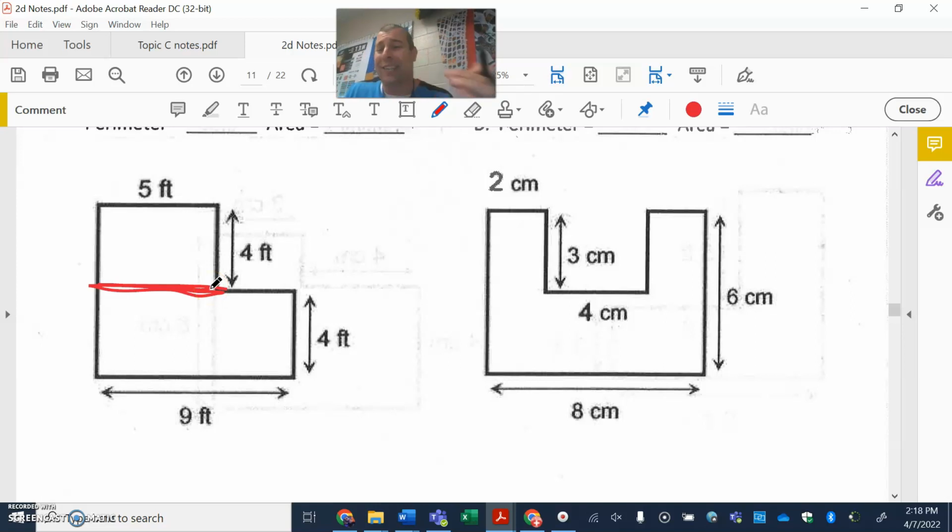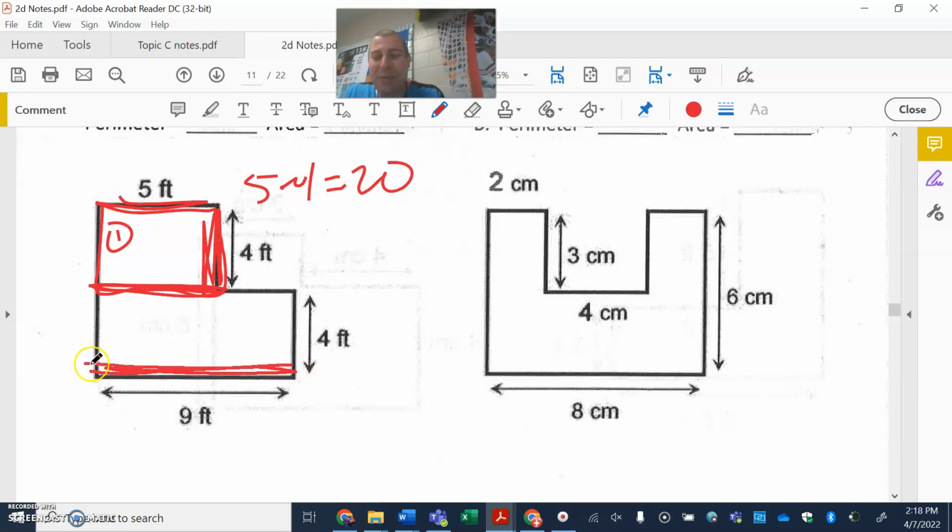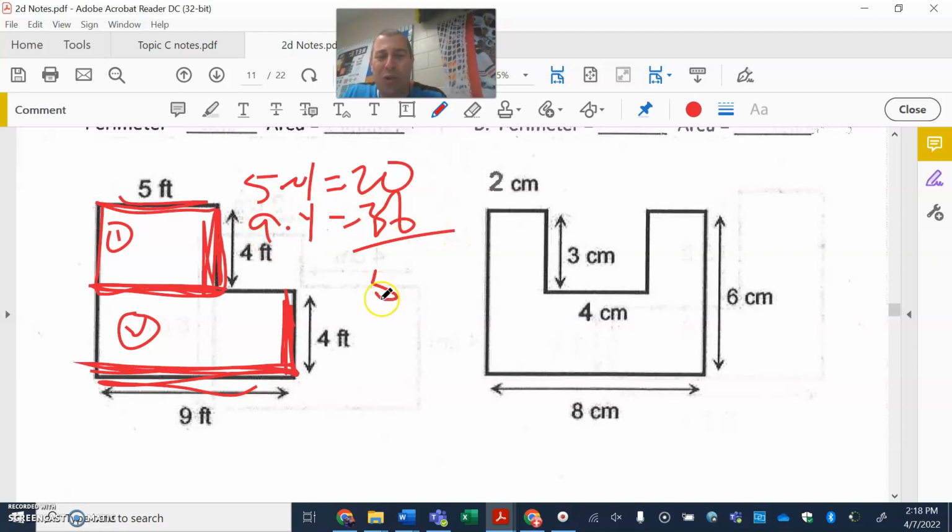And my goodness, look at this. Region 1 right here. 4 tall, 5 wide. No work. 5 times 4. Hey, that's a 20. All right. Look at this guy. 9 wide for region 2, I'm going to call it. 4 tall. There it is. 9 times 4, 36. My goodness, we're done. Show's over. 56 feet squared.